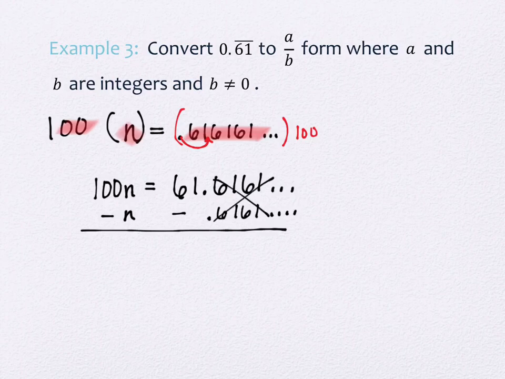These pieces are all gone now, right? So I just have 61 on the right. What do I have on the left? Not 100, 99n. Yeah, 100n minus n would be 99n. And then what would I do to solve for n? Divide by 99. I would divide by 99.